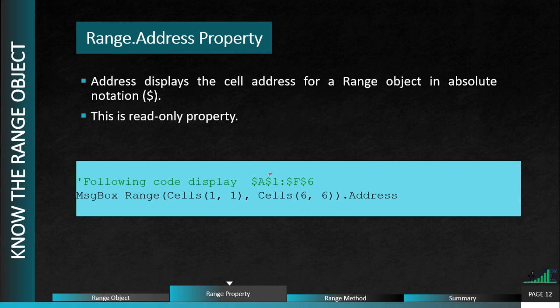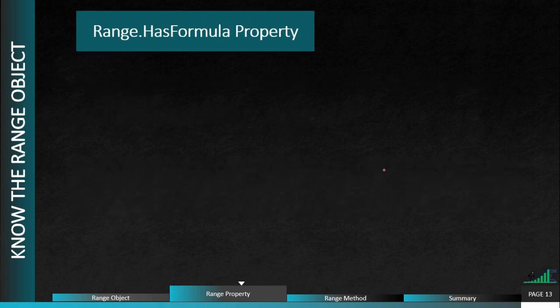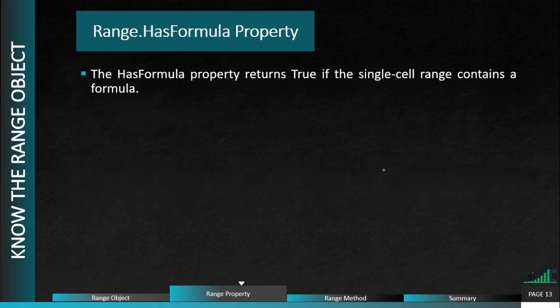What will it show? A1 to F6. Can you identify this? Do you understand? Cells 1,1 means A1, and cells 6,6 means count the column: A B C D E F, so F, and 6. Okay? This is F.